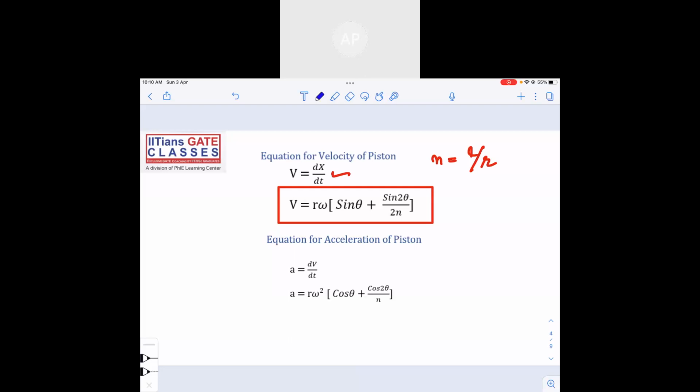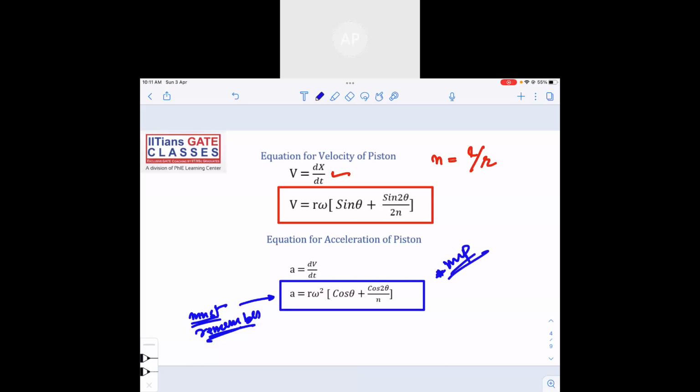we'll get acceleration, and the formula for acceleration is a must for you to remember, because it is very important. In fact, even tomorrow, if possible, if we're seeing balancing of reciprocating masses, it is going to be important. But this is something you should remember. This is sometimes directly asked in the equations. A is equal to r omega square cos theta plus cos 2 theta by n.